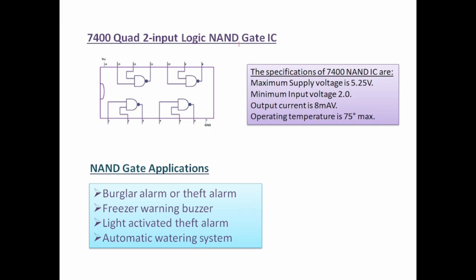Now these are the specifications given for these ICs, and applications of NAND gate are freezer warning buzzer, light activated theft alarm, automatic watering system. So basically NAND gate is used to detect any kind of intrusion or any kind of theft.